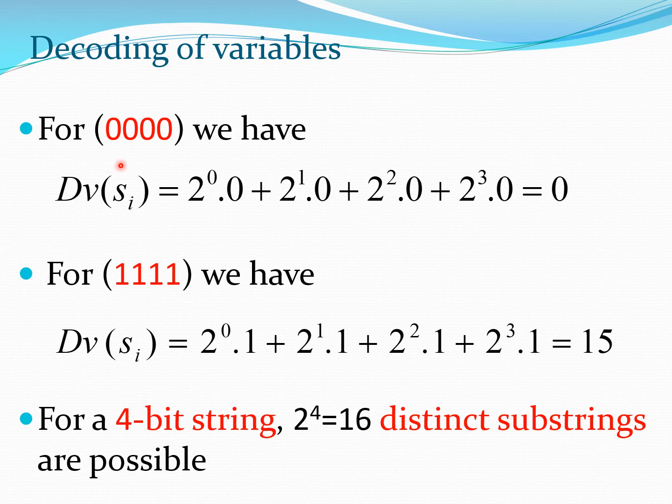So let's say if we have the point 0, 0, 0, 0, the decoded value is 0. For 1, 1, 1, 1, the decoded value is 15. And for a 4-bit string, there are 2 to the power of 4, which is 16, different substrings which are possible.